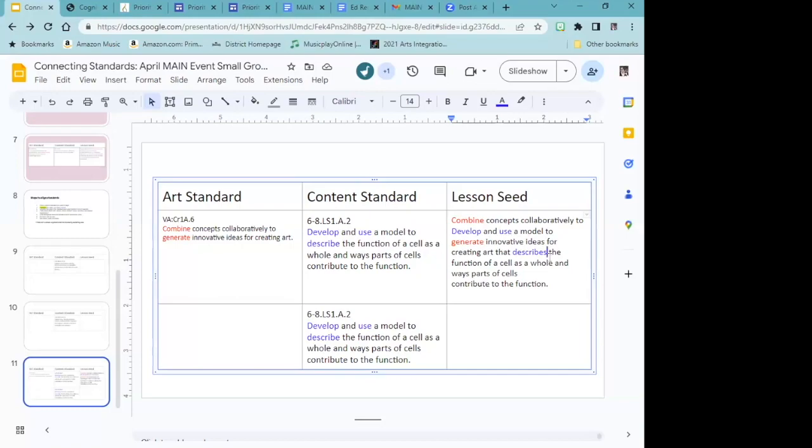Or it could be you are generating innovative ideas to develop a model. You could flip it all around. But I see a lot of potential in something like that. Yeah. Somebody might read that and use it.